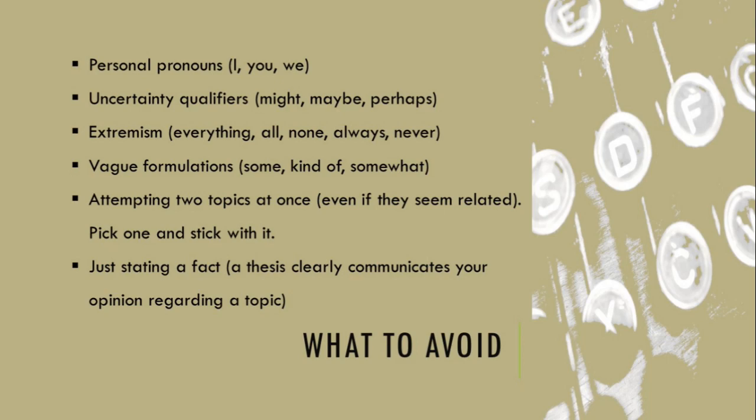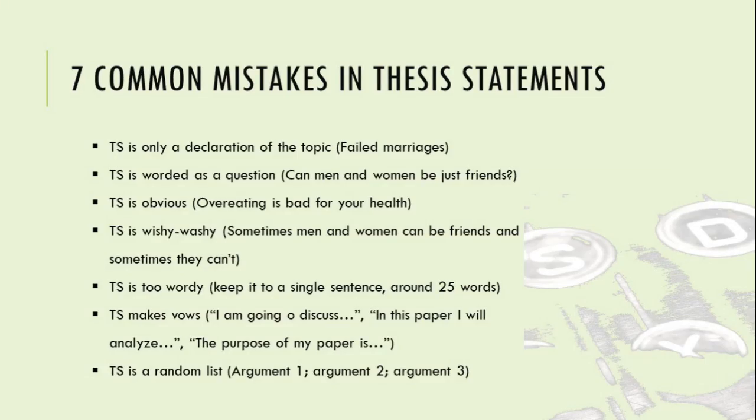Also, attempting 2 topics at once, even if they seem related, will convolute and make your paper muddy. It can make it vague, hard to follow. It's better to stick with one specific topic, write your paper, and if you have more to say, you can write another one later. You also just want to avoid stating a fact. A thesis clearly needs to communicate your opinion regarding your topic for it to be effective.